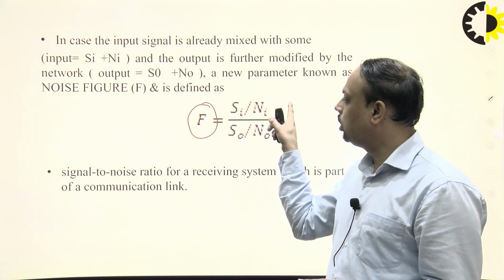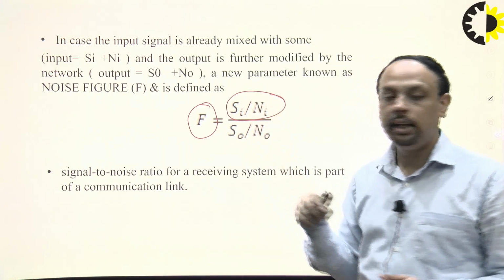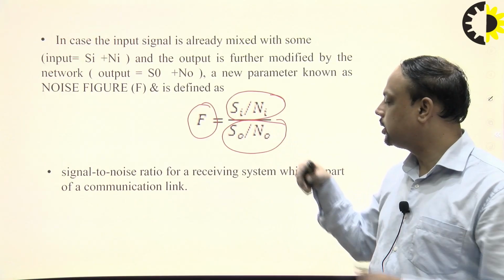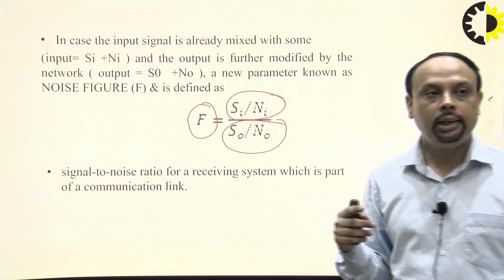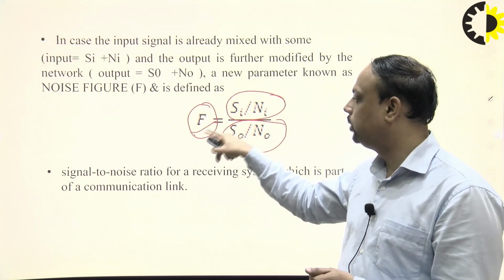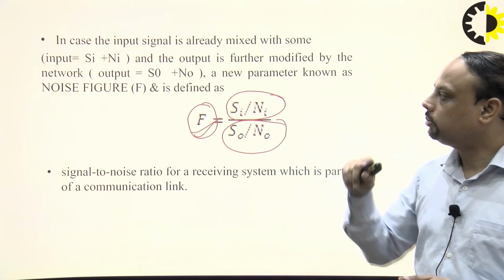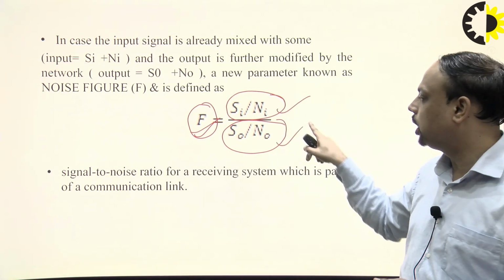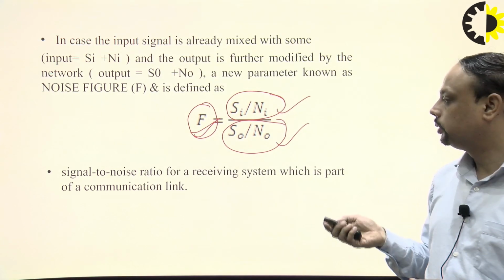This is the ratio of the signal to noise power that enters a particular device to the signal to noise power that comes out from the device. So the noise figure of this device is represented by the signal to noise ratio at the input divided by the signal to noise ratio at the output.